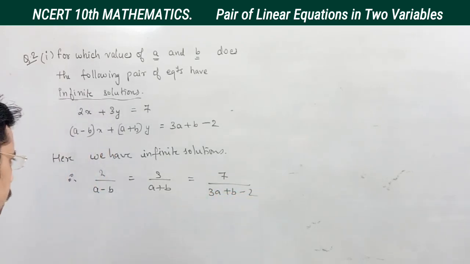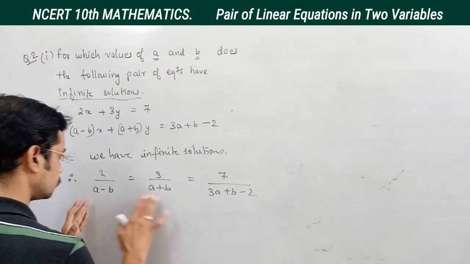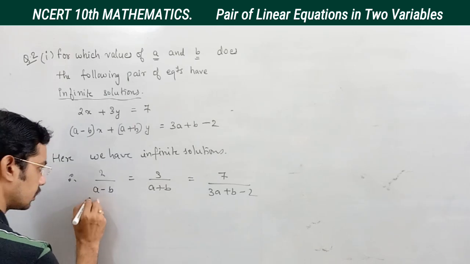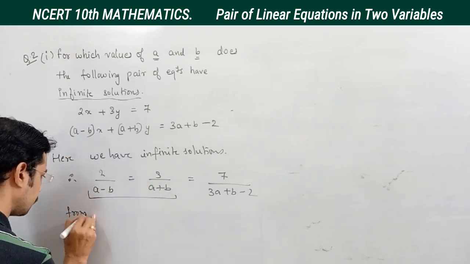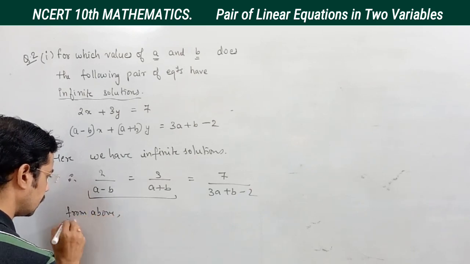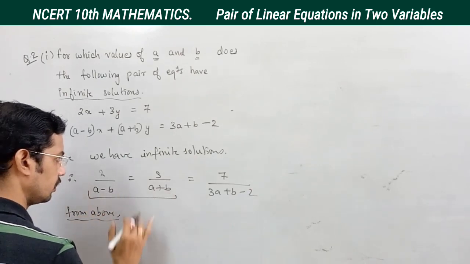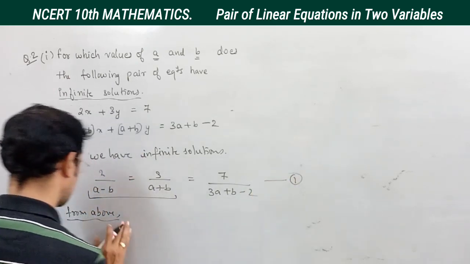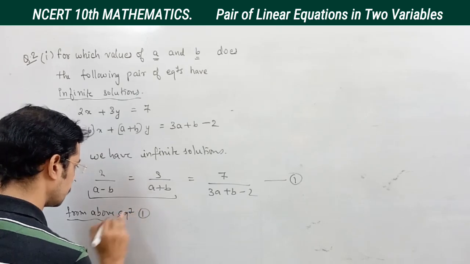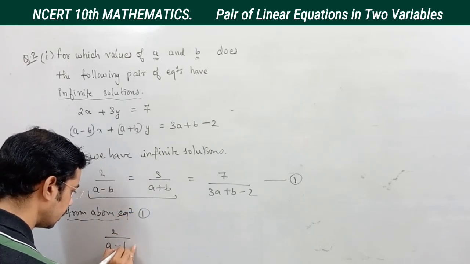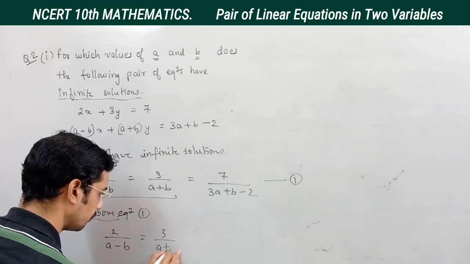Okay, so now I can form two equations from these two things and then solve those two equations in a and b. So that is what we can do. So let us first of all consider these two equations. Considering the first pair, from above, from 1, we can have two equations. Above equation 1 we can have 2 by a minus b equal to 3 by a plus b.